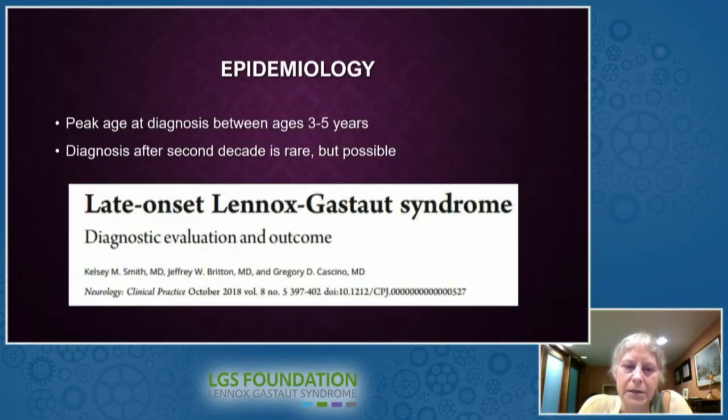So looking at the epidemiology, we know that for most children, the peak age at diagnosis is between 3 and 5 years. You can have diagnoses after the second decade, but that is pretty uncommon. And some of my colleagues at Mayo Clinic described a small cohort of patients with late onset Lennox-Gastaut syndrome.